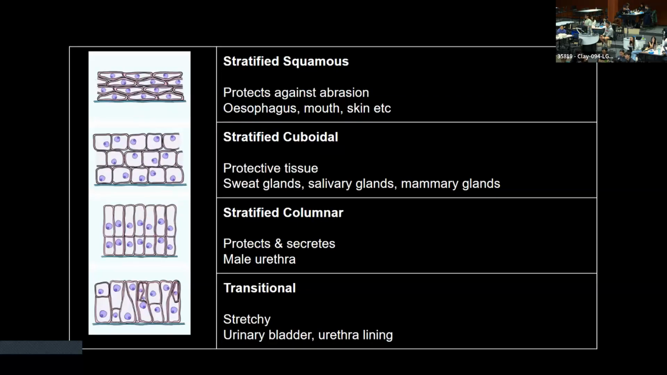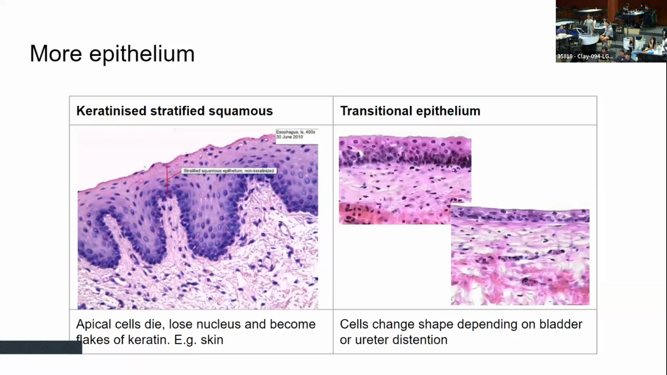So there's that. This is what I was talking about earlier with the keratinized stratified squamous. The keratinization process basically means that the apical cells, which are the cells close to the top exposed layer, lose their nuclei and essentially die, and they form a protective layer all around the outside of the area that it's trying to cover.